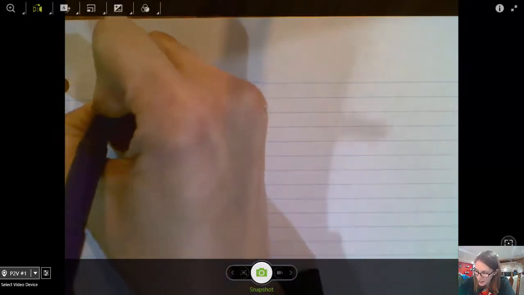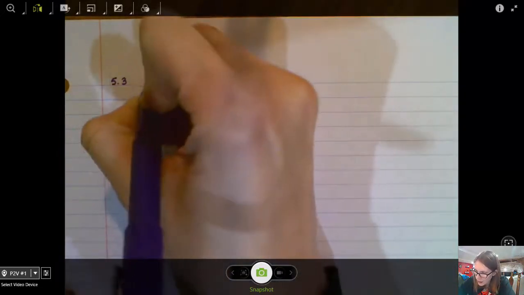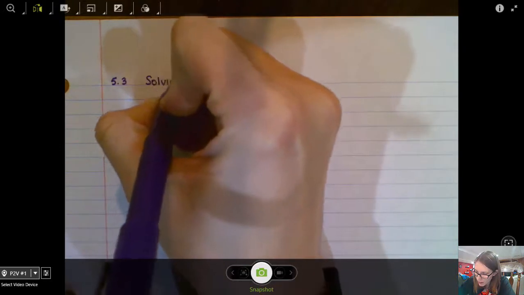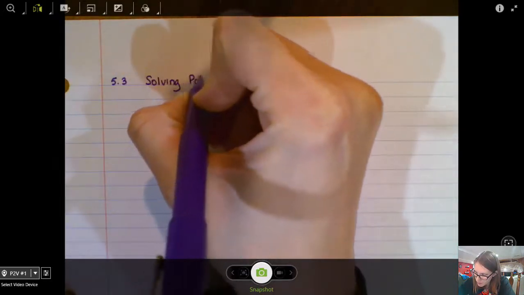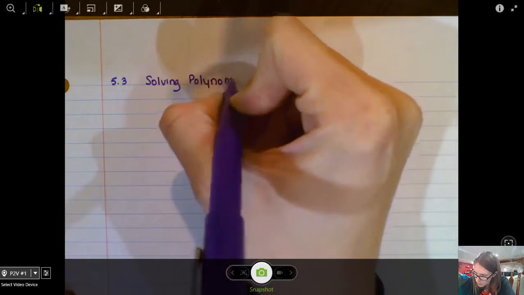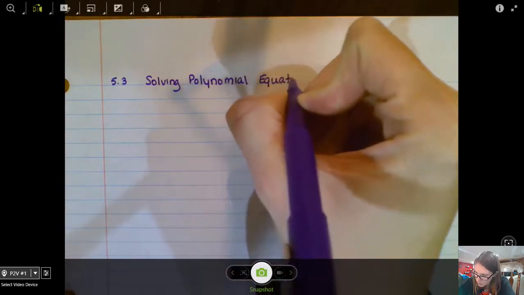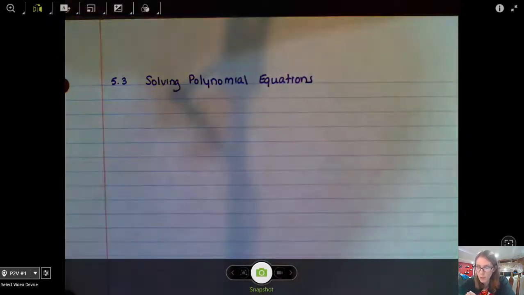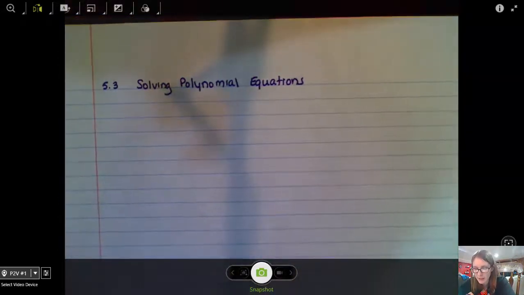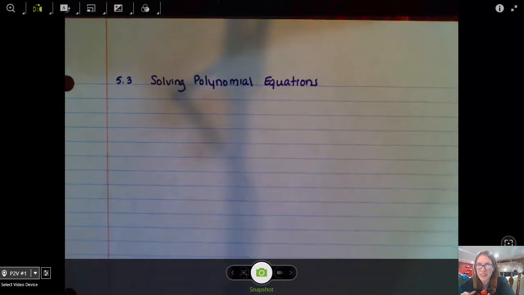All right, those of you that have not been a big fan of the graphing and the multiplicity idea that we've seen so far in chapter 5, you'll like section 3 a lot better. So section 3, 5.3, is solving polynomial equations. And when we're solving polynomial equations, factoring is going to be really our way to go.